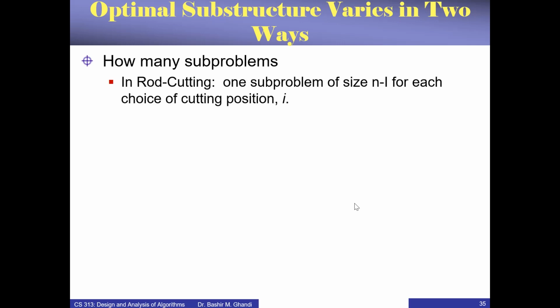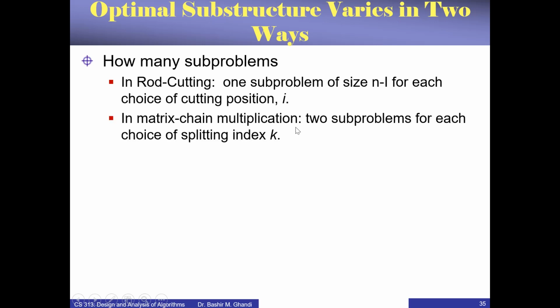First is, how many subproblems are there? In the rod cutting problem, there is one subproblem of size n minus i for each choice of a cutting position. Remember, once we decide this is the position i we're going to cut, we assume the left-hand side is not going to be cut anymore. So in that case, we were left with only one subproblem on the right to solve.